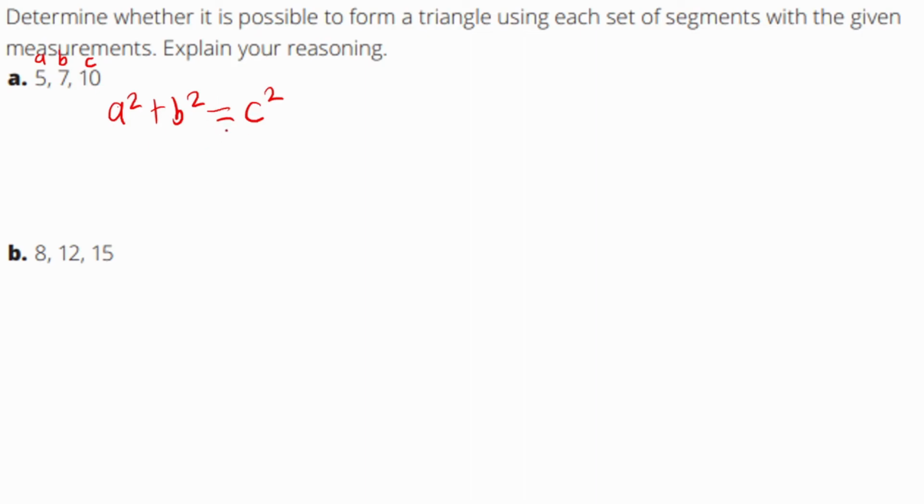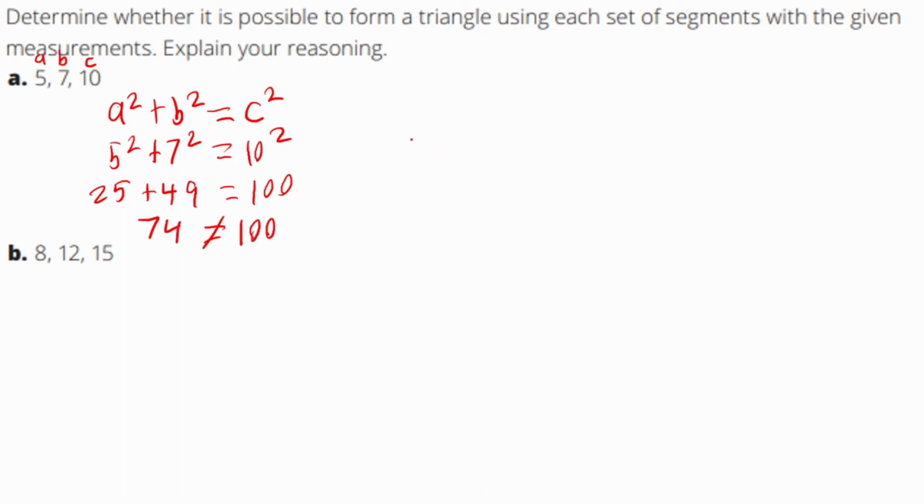And if we plug these numbers in and they are equal, each side, the left and the right, then we're good to go. So we get 5 squared plus 7 squared equals 10 squared. Give me 25 plus 49 equals 100. What is 25 plus 49? I can tell you one thing, not going to be 100. That's going to give me 74. Does not equal 100. So not a right triangle for my first one.